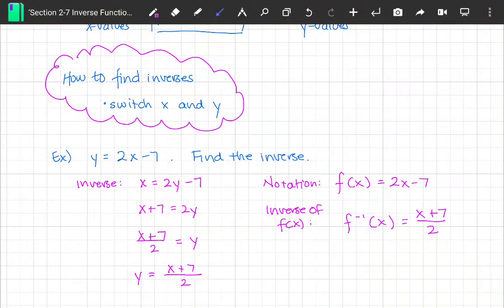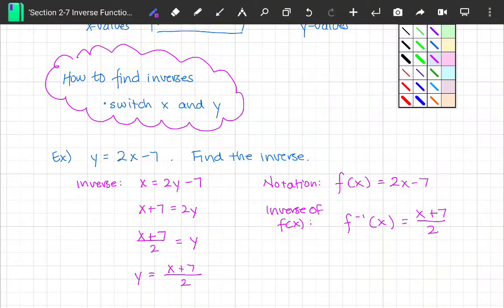Now, it looks like f to the negative 1 power of x, but don't ever read it that way. That's just really awkward. That's not what this is. This is the inverse of f of x. So the way you read it, it's the inverse of f of x.